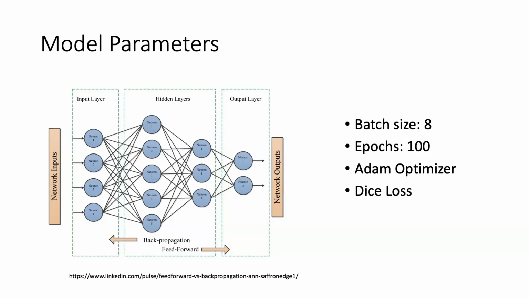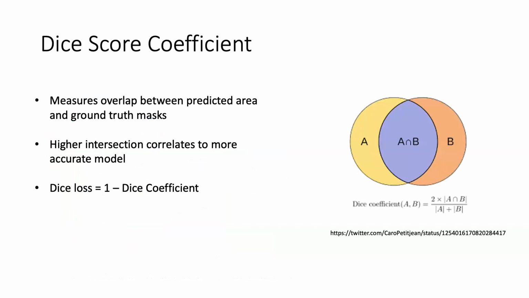minus something called the dice score. And the dice coefficient measures the overlap between the model's predicted mask and the ground truth, and the ground truth is just the actual mask or the actual location. So the greater that intersection, the more indicative of a strong model performance. And as I said, the dice loss is simply 1 minus the dice coefficient.